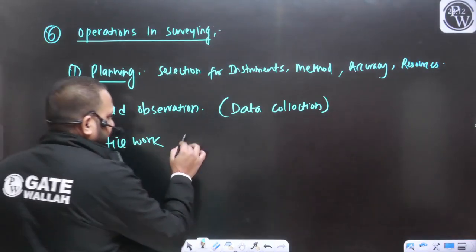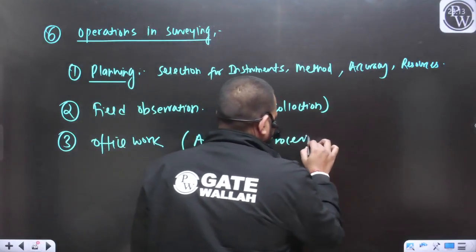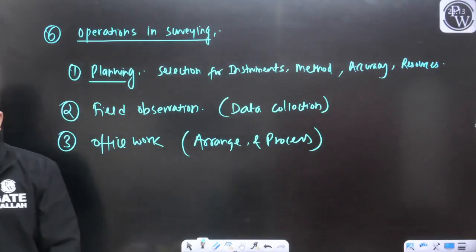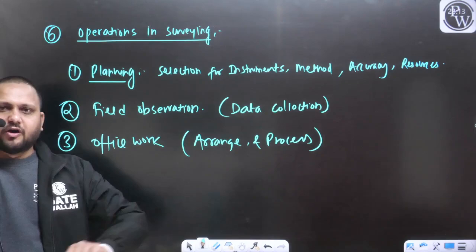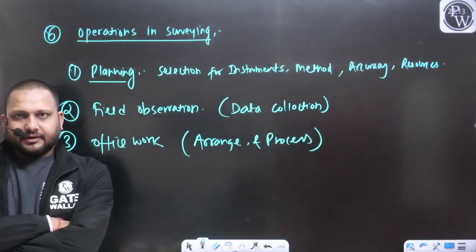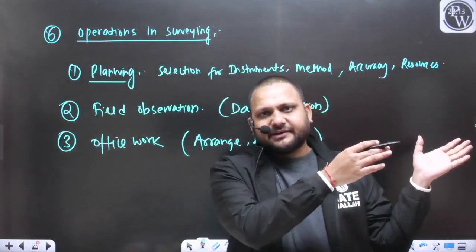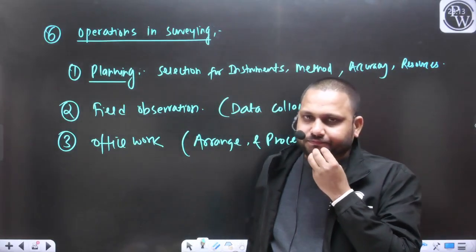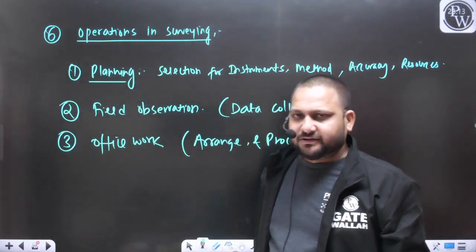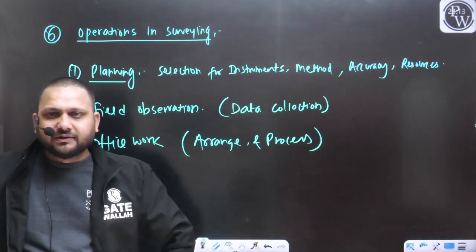Here we will arrange and process that data. Whatever data we have collected on the field, it requires certain arrangement and certain processing. Yes or no? That we will do on the park itself or in the office. The third phase: whatever data we have collected, we need to analyze and process that data.